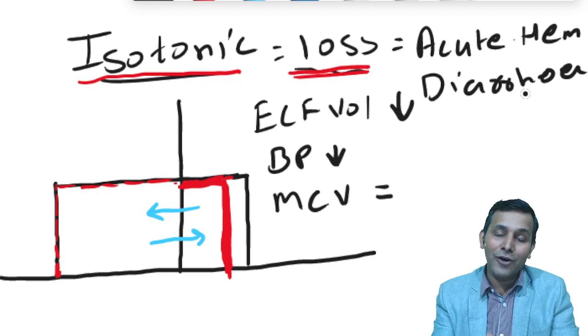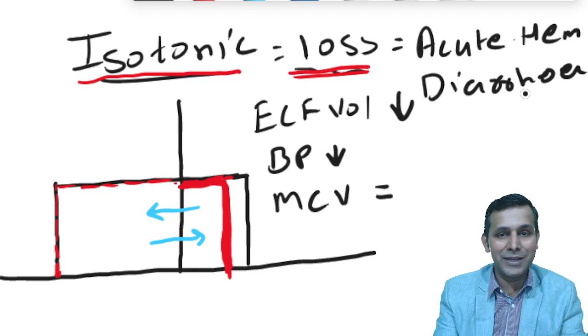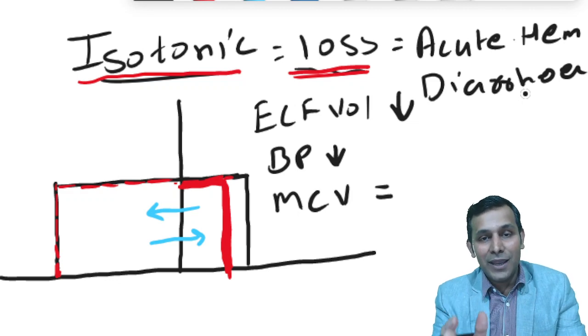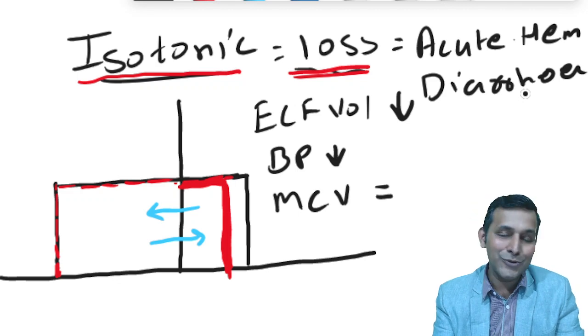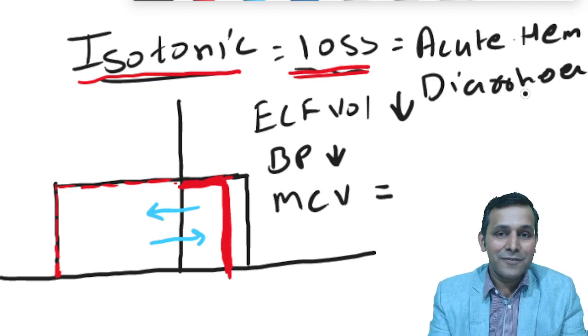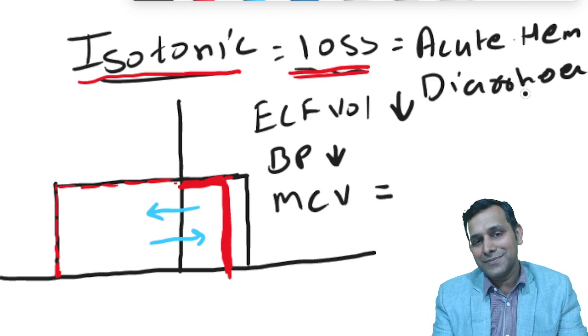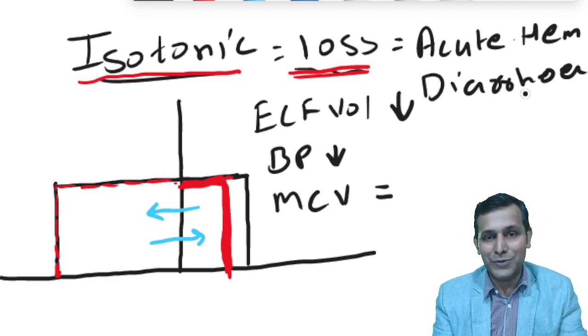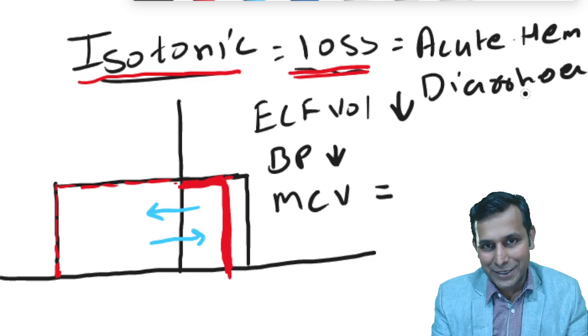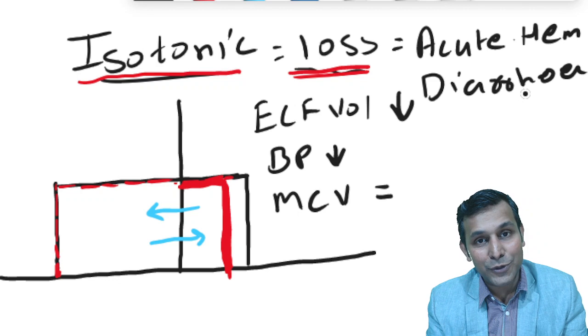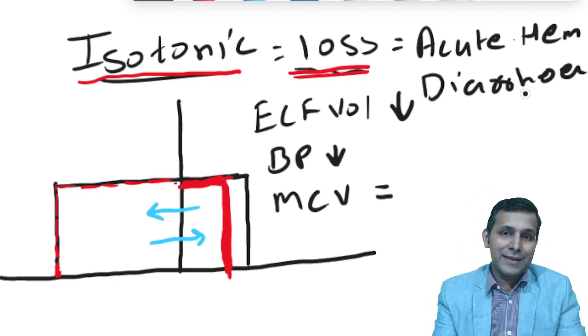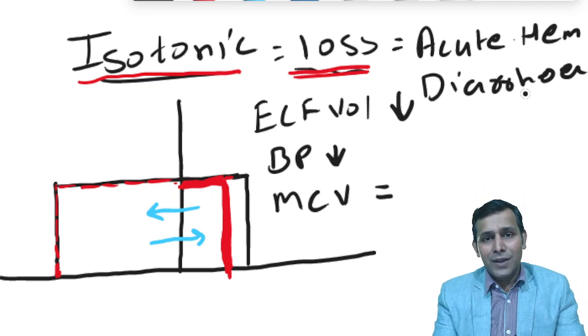So now we have 2 graphs in place. One is the gain of isotonic fluid and the other is the loss of isotonic fluid. So 2 graphs are done. We are left with 4 more graphs. Let us go with the hypotonic fluid changes. So we are going to have a loss of hypotonic fluid or a gain of hypotonic fluid.